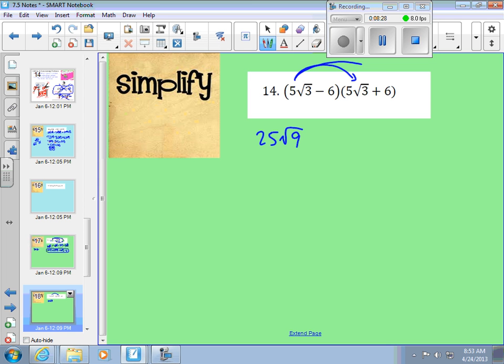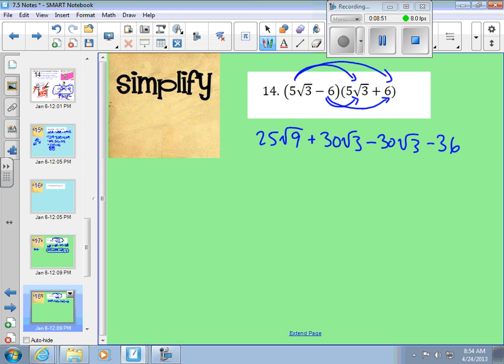All right, let's multiply the outside ones. Well, here we're only multiplying the numbers outside the radical. 5 times 6 is 30 square roots of 3. Now we're going to multiply inside ones. Again, only multiplying numbers outside the radicals. Negative 6 times 5, negative 30 square roots of 3. And finally, the last ones. Negative 6 times positive 6, negative 36.